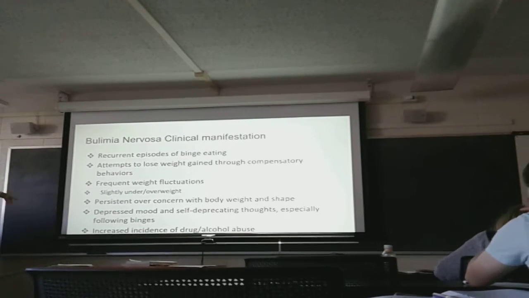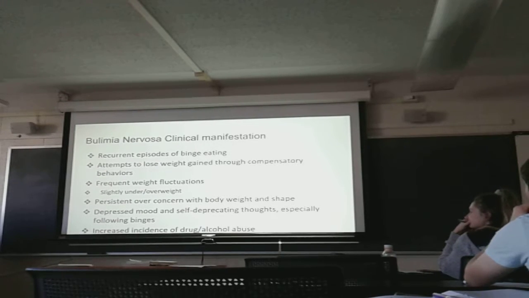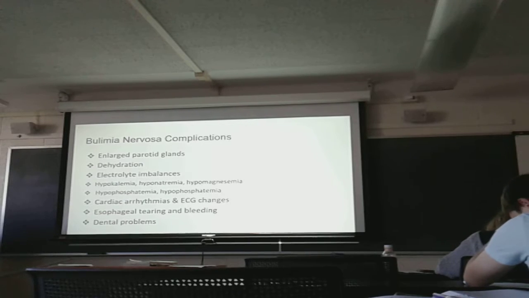So you need the recurrent binge eating. They do things to lose weight by these behaviors. And like I said, the difference is, with the anorexic, you can have BMIs as low as 17, 15. With the bulimic, they're going to be either slightly under or slightly overweight. They're always going to worry about their body weight and shape. After binging, they feel bad about themselves. A lot of times, they'll have instances of alcohol and drug abuse. It could be related to the brain centers where the binge eating comes from.